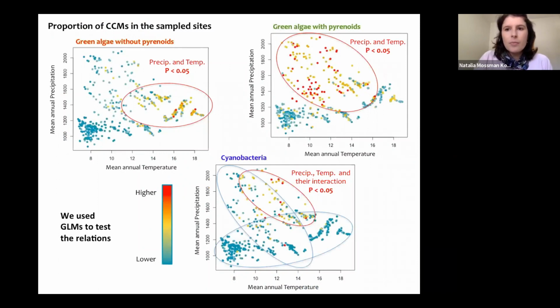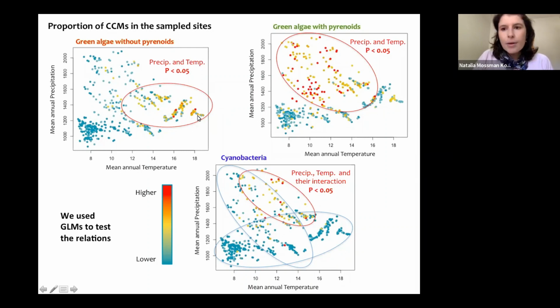Summarizing our main results, we are showing here the green algae without pyrenoids, the green algae with pyrenoids, and the cyanobacteria genera. Just by looking at these graphs, based on the proportion, we can see that the patterns were different comparing these groups. So we used generalized linear models to test the relations, and we found that precipitation and temperature were significantly related to all these groups, with the interaction also being significant when we looked at cyanobacteria.